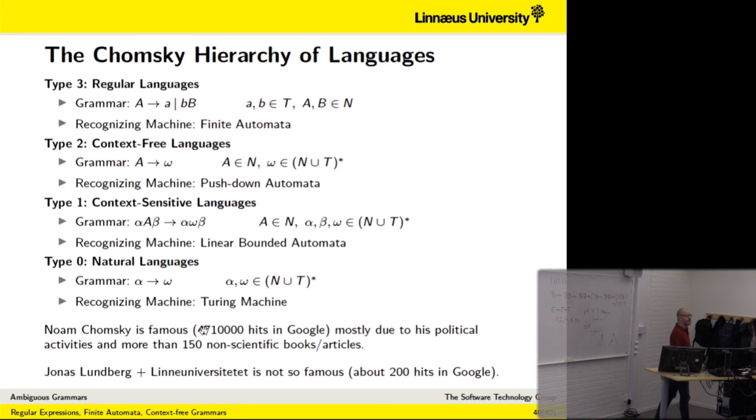If you Google Noam Chomsky, you will see that he has, well, it was a few years ago, probably reaching 5 million hits on Google. It is not because of his classification of languages. He is interested in political activities. He writes a lot of articles about American politics. So that's why he's famous. But he's also a clever guy when it comes to computer science. As an example, if I Google myself, I get about 200 hits. So I'm not as clever as Noam Chomsky, I would say.